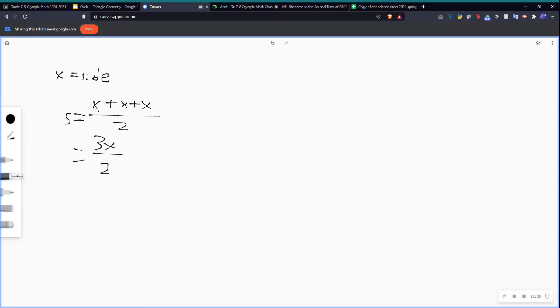Now let's use our inradius formula. Actually, I'll just write it up right here. So this is the square root of s times (s minus a), (s minus b), (s minus c), all of that divided by s.